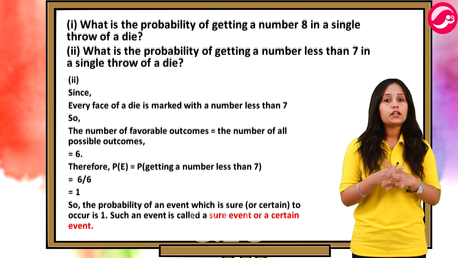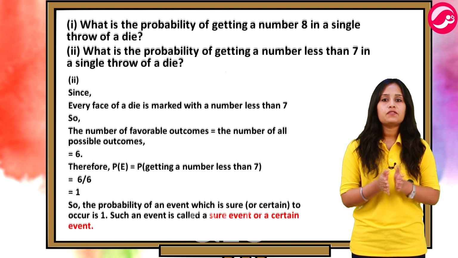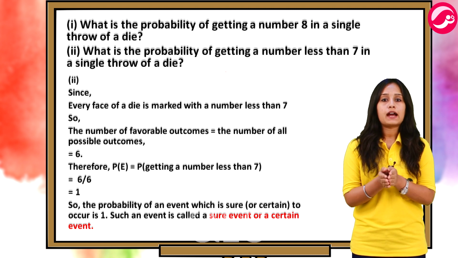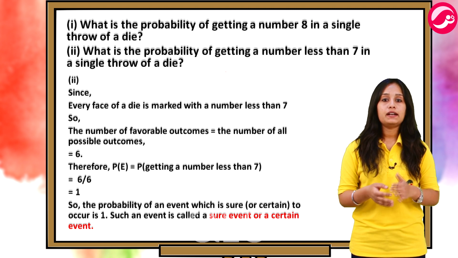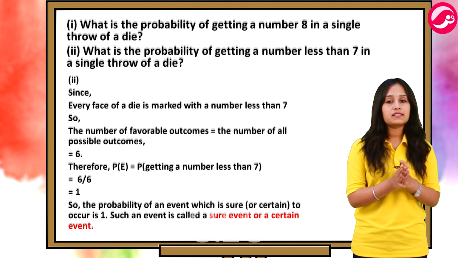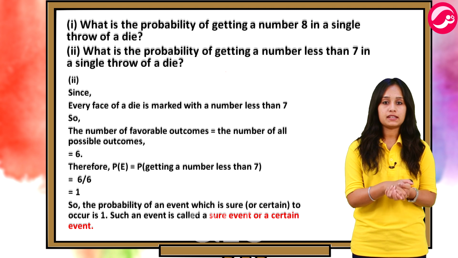Let us answer part 2 of the problem. Since every face of a die is marked with a number less than 7, it is sure that we will always get a number less than 7 when it is thrown once. So the number of favorable outcomes is the same as the number of all possible outcomes, which is 6.